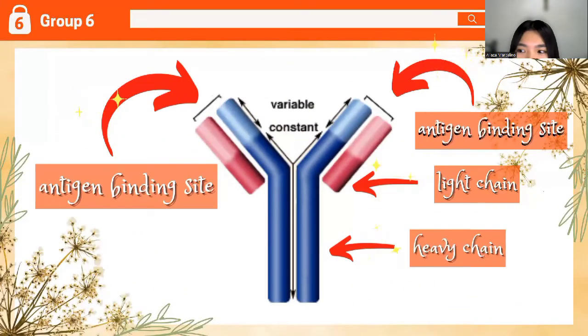So next page, now let's talk about the parts of an antibody. They are the antigen binding site, light chain, and heavy chain. Each antibody consists of 4 polypeptides. Again, they have 2 heavy chains and 2 light chains joined to form a Y-shaped molecule. The amino acid sequence in the tips of the Y varies greatly among different antibodies. This variable region is composed of 110 to 130 amino acids that give the antibody its specificity for binding antigen.